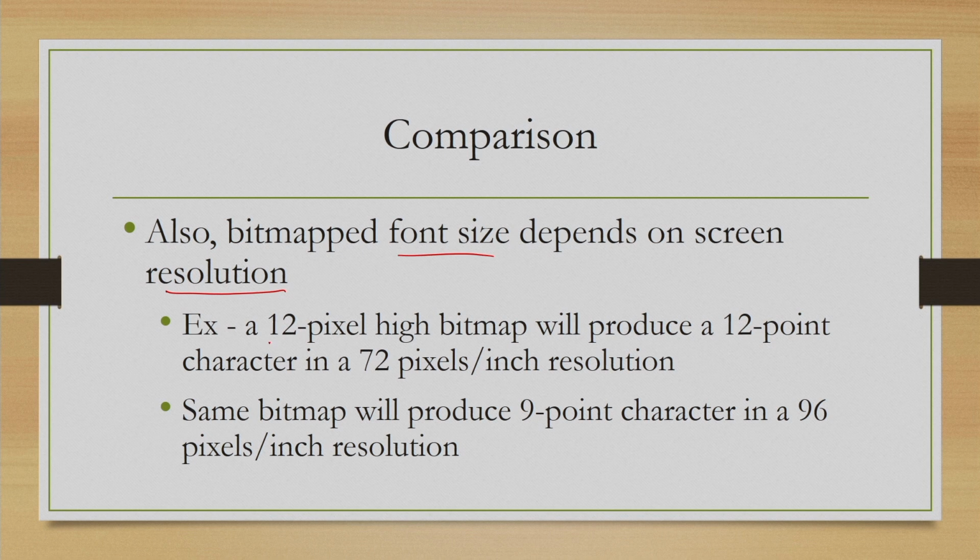For example, suppose we have defined a 12 pixel high bitmap, it will produce a 12 point character at 72 pixels per inch resolution. Now, if we change the resolution to 96 pixels per inch, then the same bitmap will produce a 9 point character, which we may not want. So, depending on resolution, the outcome may change.